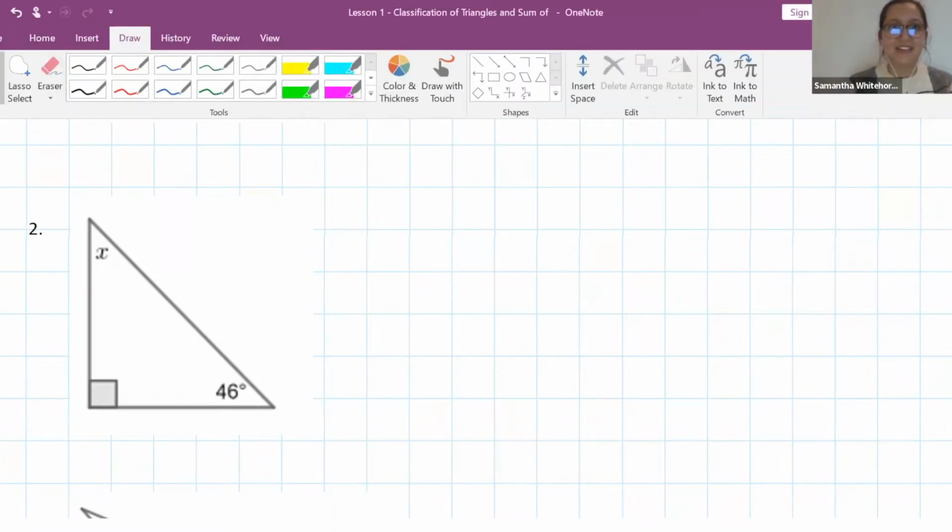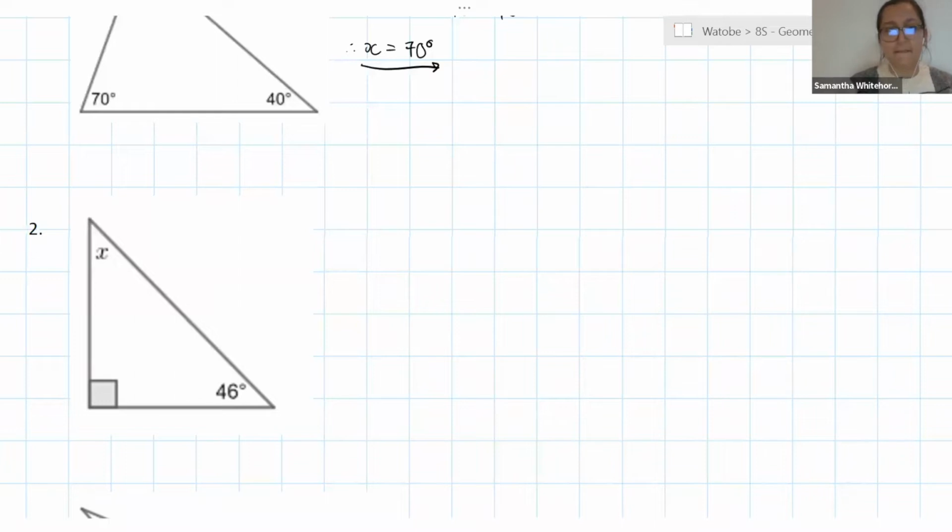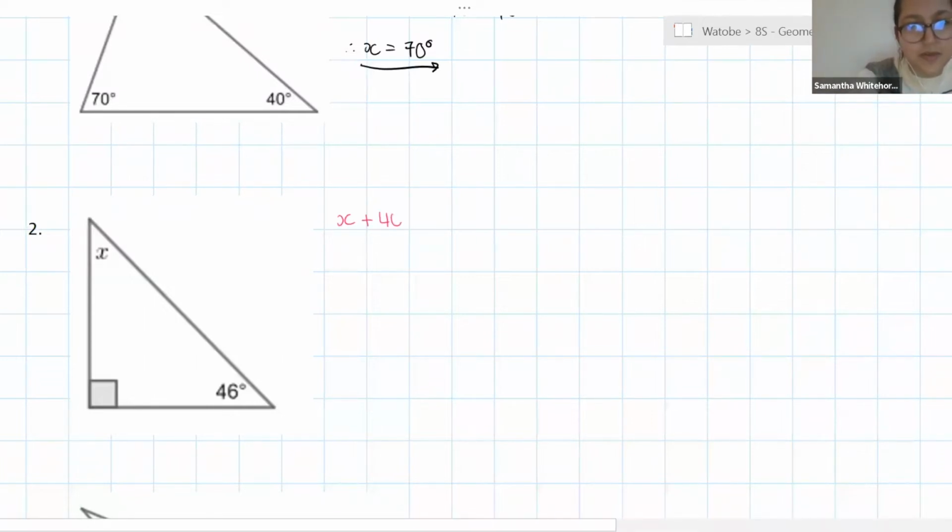The triangle is a 90-degree right angle triangle. So we're gonna say x plus 46 plus 90 equals 180. Good. You can keep going. And what's your reason? My reason is sum of angles in a triangle. Perfect. And then we're gonna say 180. Then we're gonna say x equals 180 minus 90 minus 46.